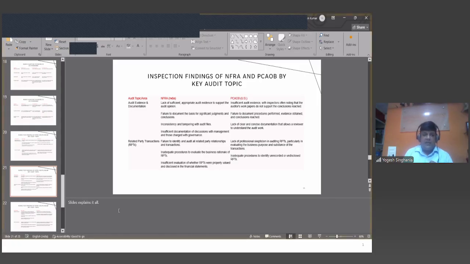Related party transactions: either the parties were not identified completely, or the transactions were not disclosed. Even if disclosed, they were not disclosed at the proper value. So these are findings more in India than in the US.